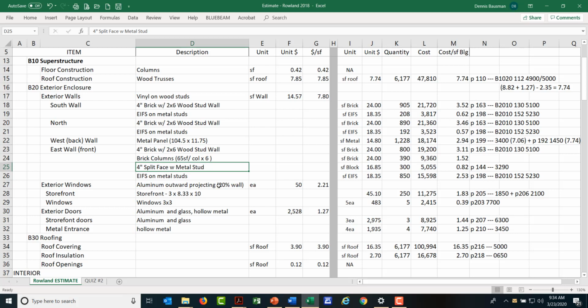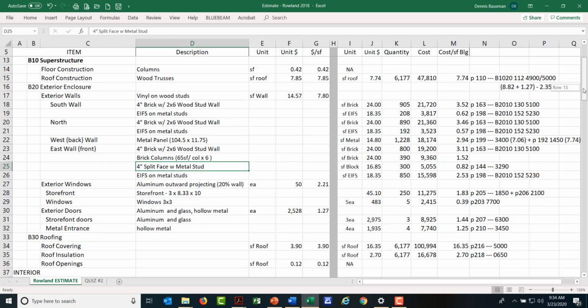Outward aluminum projected, we don't have that, okay, on 20% of the wall. We have storefront and a few windows. Again, what I did is figure out the square footage. I arrived at a unit price to get a total price and then a price per building square foot. Again, I didn't use the baseline. I took that as a baseline and said, wait a minute, it doesn't work. Update it. The exterior doors.